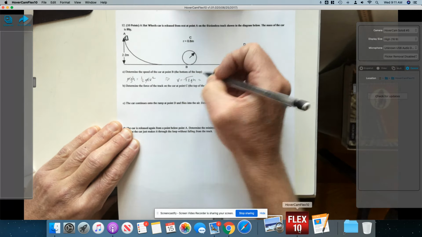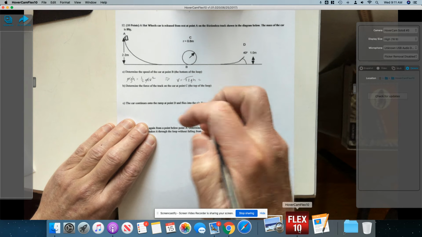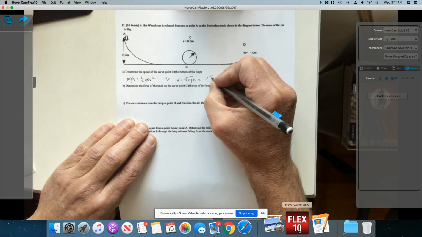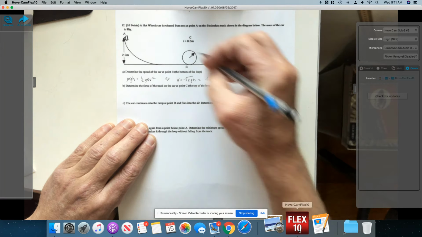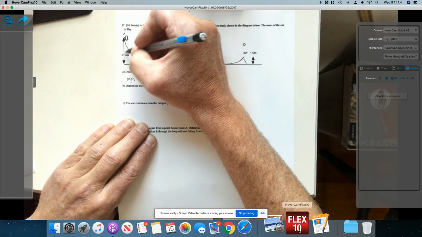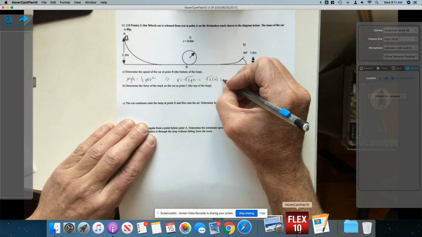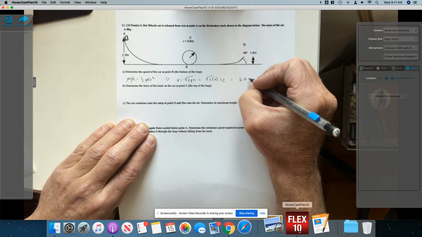Okay, and that actually calculates, when you put your numbers in here, of 2 times 10. And your height, by the way, is the total drop, 2.2, to the bottom, which equals 6.6 meters per second.